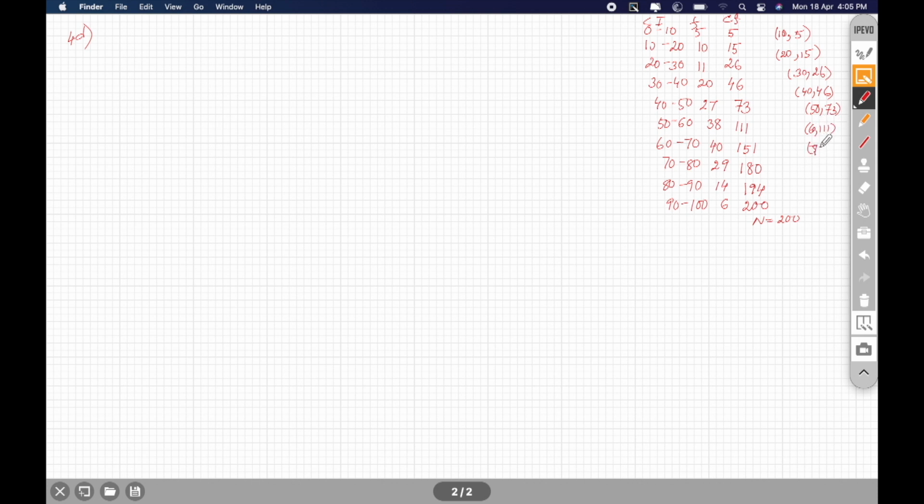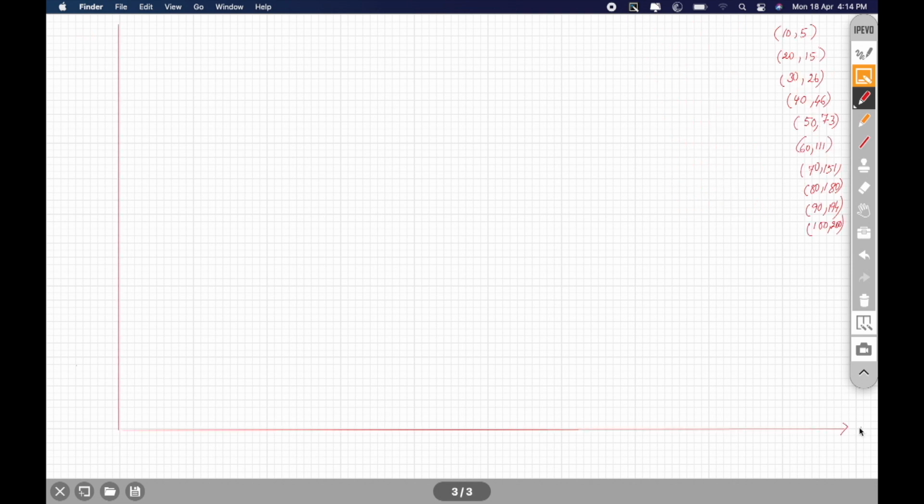next 70 with 151, 80 with 180, 90 with 194, and 100 with 200. So let us plot the x-axis here and the y-axis here. We start with 0 and then 5 squares as 10 units. 1, 2, 3, 4, 5.